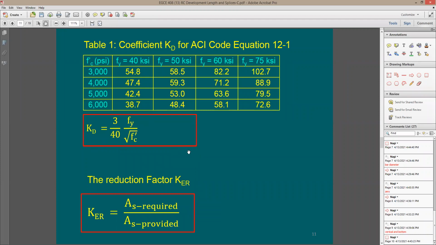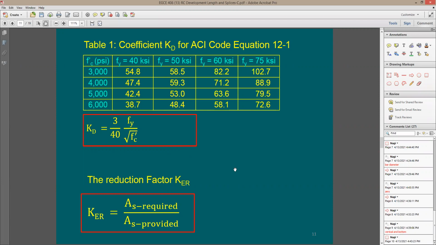There's another factor here that says you can reduce the development length, L sub D. It depends on the amount of rebars that you put in there. So let's say your section here needs 3 number 5. In reality, you provided 4 number 5.